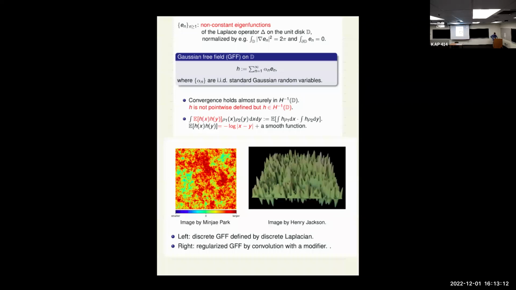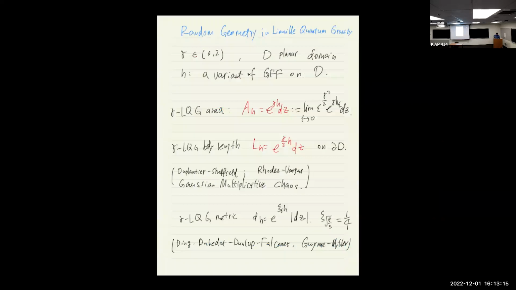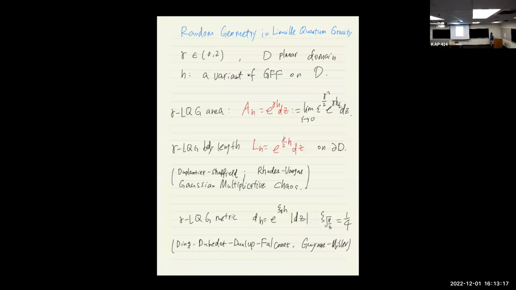Okay, so the way the Gaussian free field defines this random geometry called Liouville quantum gravity is the following. Given any planar domain, consider a variant of the Gaussian free field. By a variant of the Gaussian free field, I just mean a Gaussian free field plus a certain continuous function. Any function that can be written as a Gaussian free field plus a continuous function, I call a variant of the GFF. And Liouville quantum gravity is a random geometry defined as follows.